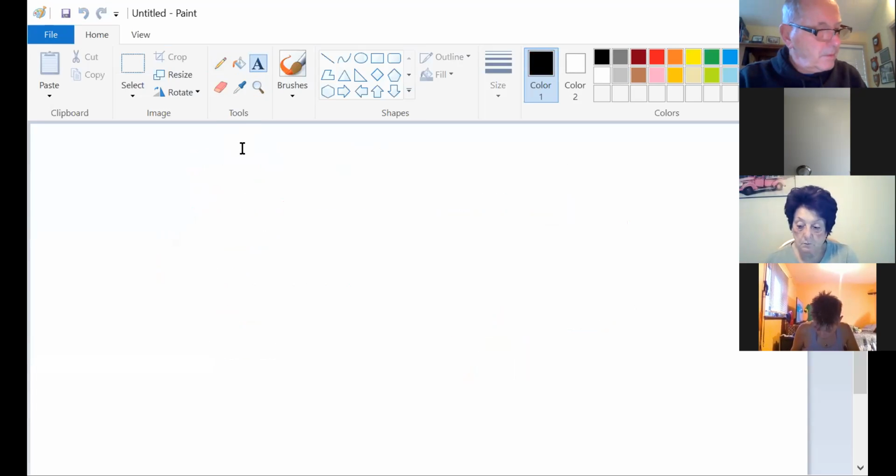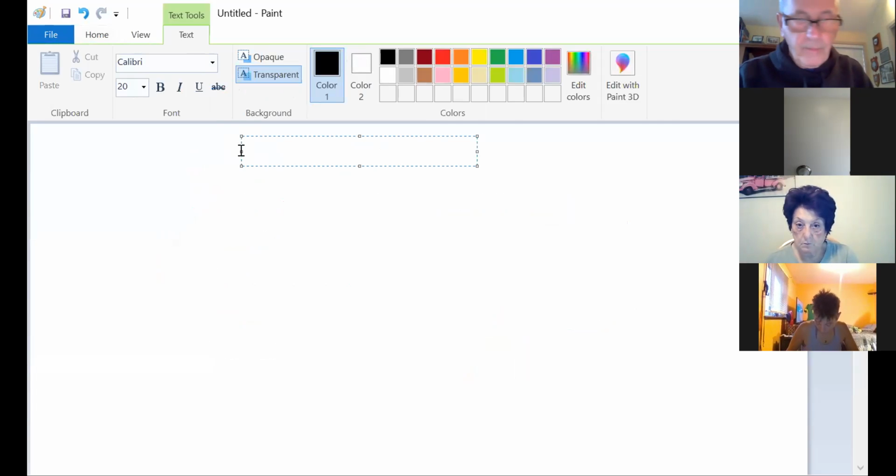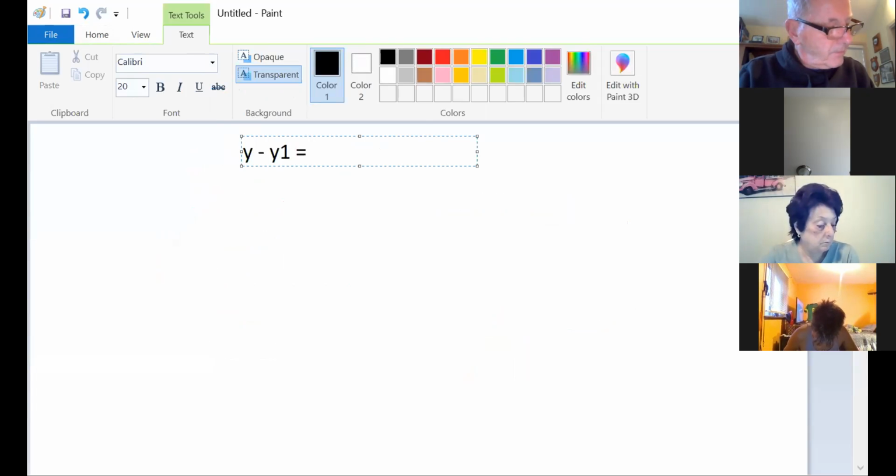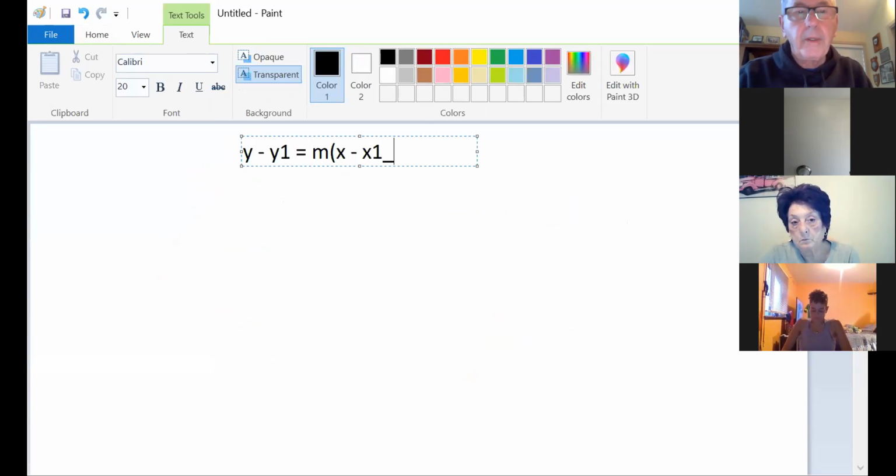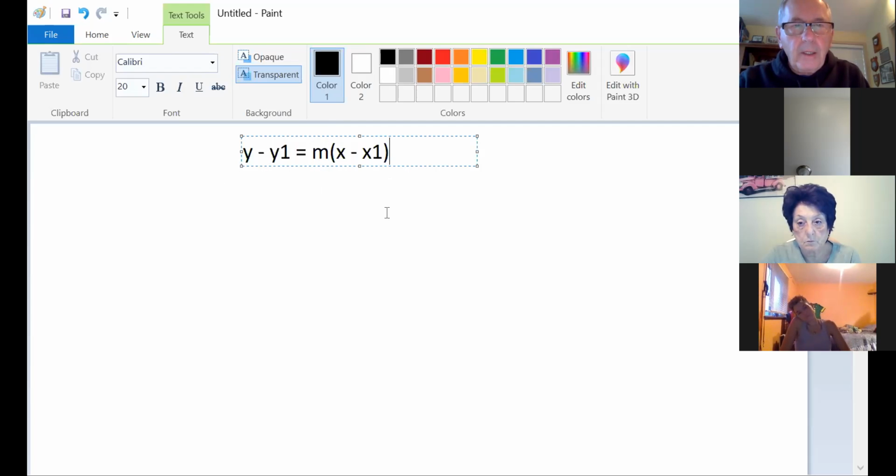So this was the form of y minus y1 is equal to m times x minus x1. In other words, if I've got one point, a y1 and an x1, I could plug that into this equation. If I have m, it'll allow me to get the b-intercept, and I'll show you what I mean by that.